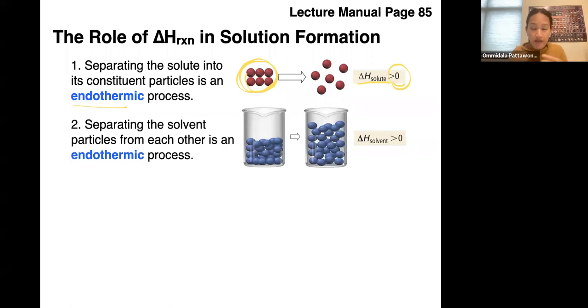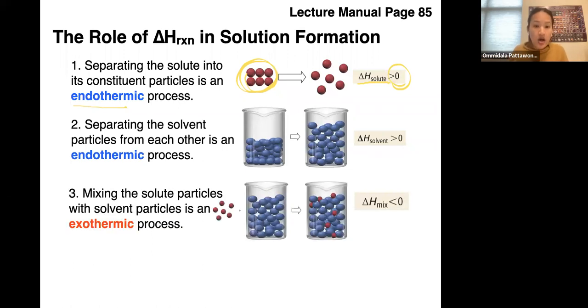Okay. Once they have space to interact, the next thing is to mix the solute and solvent together. Upon mixing, they are going to form a new interaction. The interaction between the solute and solvent that is being formed is always going to be exothermic. Forming bonds is exothermic. Breaking bonds is endothermic, right? So in this case, forming the interaction between solute and solvent is going to release heat. Therefore, when you mix them, the enthalpy change of mixing would be a negative value. So as you see, it's going to be less than 0.